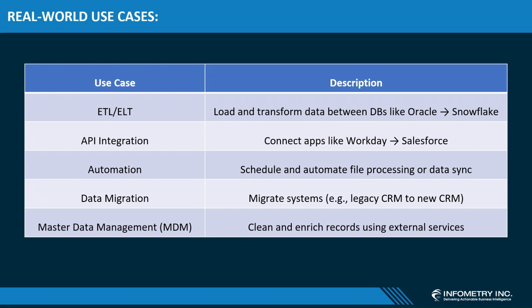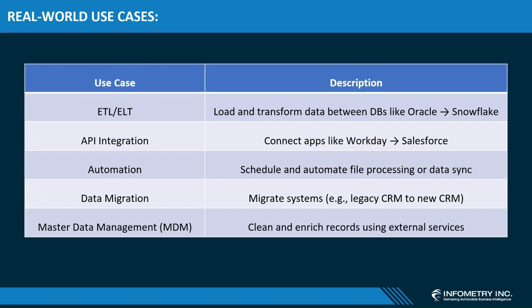Next, API integrations. Companies use many different applications like Workday, Salesforce, Marketo, and ServiceNow. SnapLogic allows these applications to talk to each other. For example, we can connect Workday to Salesforce so employee or customer related updates flow automatically between systems.